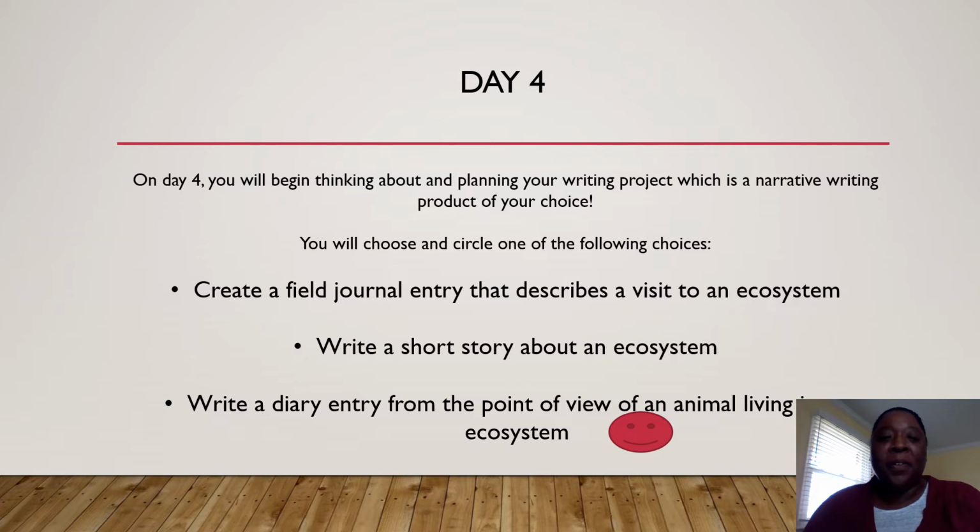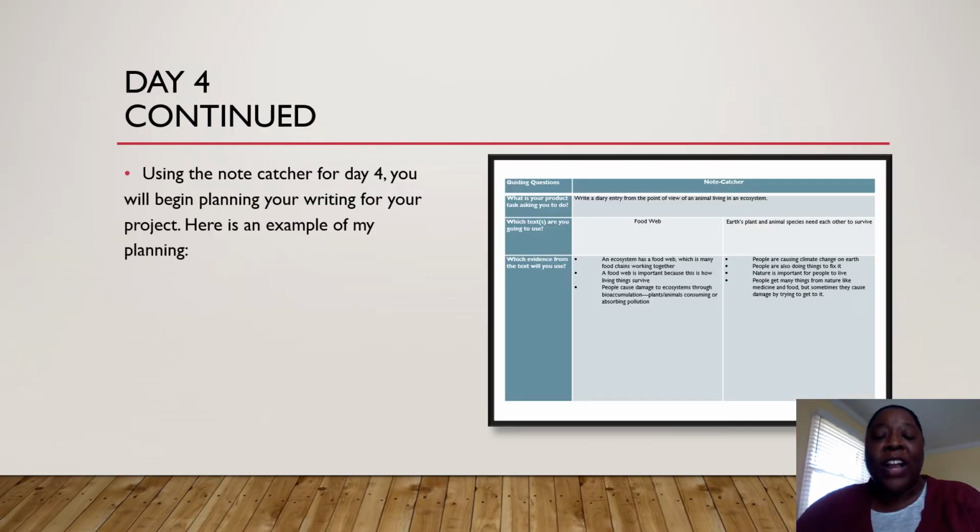Okay, let's work. On day 4, you will begin thinking about and planning your writing project, which is a narrative writing product of your choice. You will choose and circle one of the following choices on your paper. You have the option of creating a field journal entry that describes a visit to an ecosystem, writing a short story about an ecosystem, or writing a diary entry from the point of view of a living thing in an ecosystem. Now, I was really excited about this project, so I decided to write a diary entry from the point of view of a living thing.